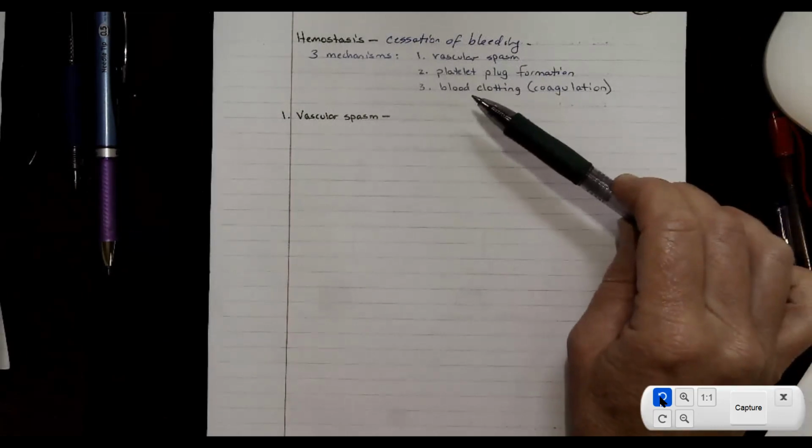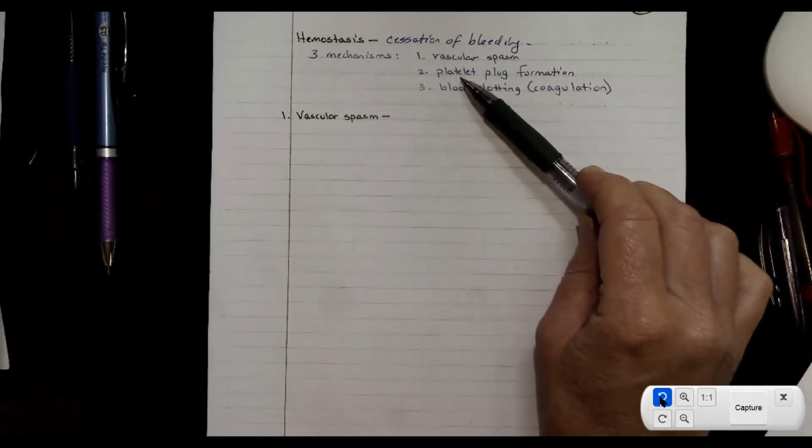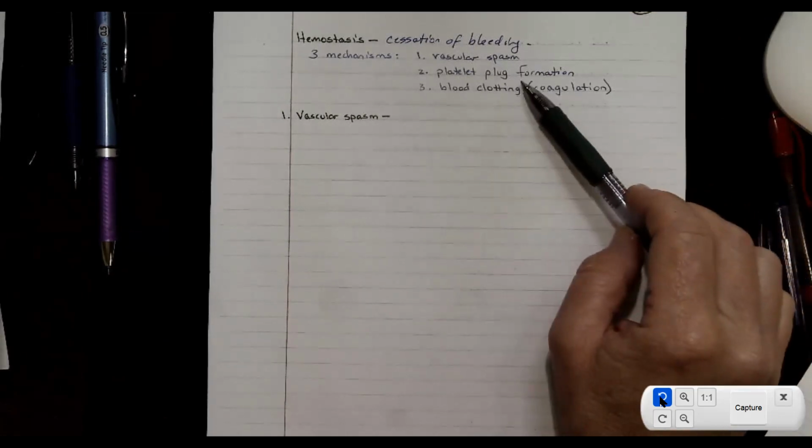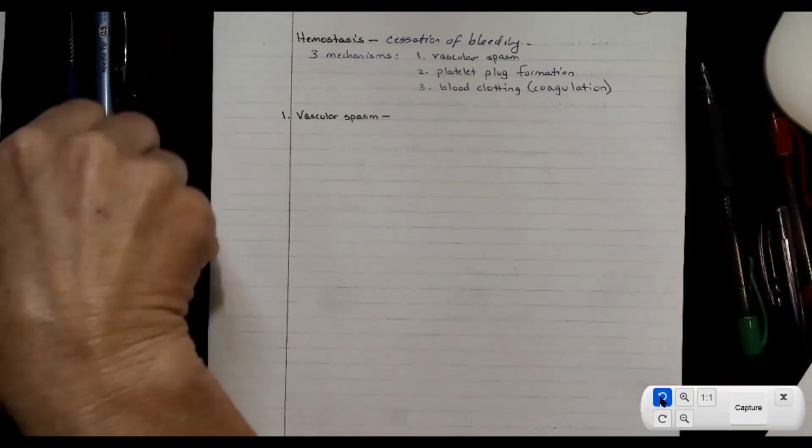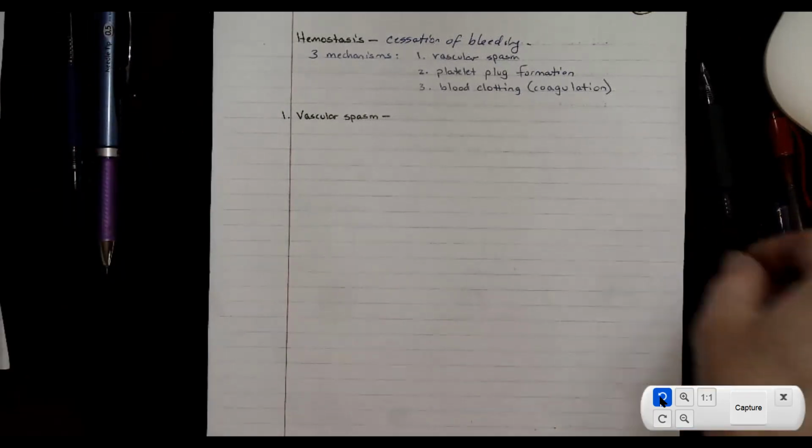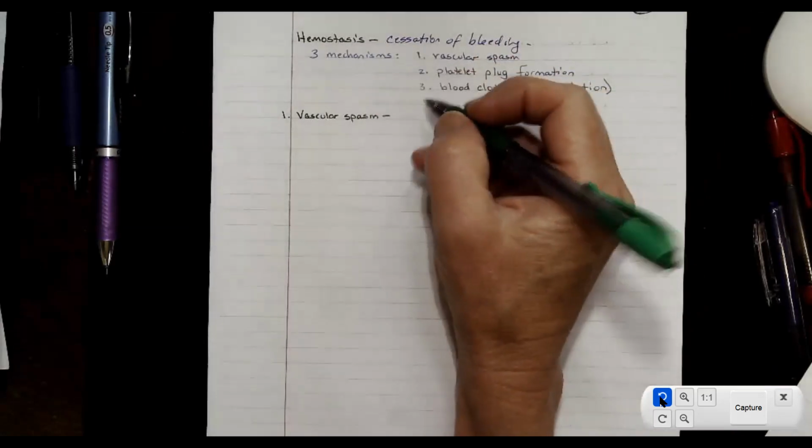So we're going to talk a little bit about the three mechanisms of hemostasis, cessation of bleeding. There's three mechanisms. One, vascular spasm. Two, platelet plug formation. And last, blood clotting. So for vascular spasm, I need to do a little scratch paper here.